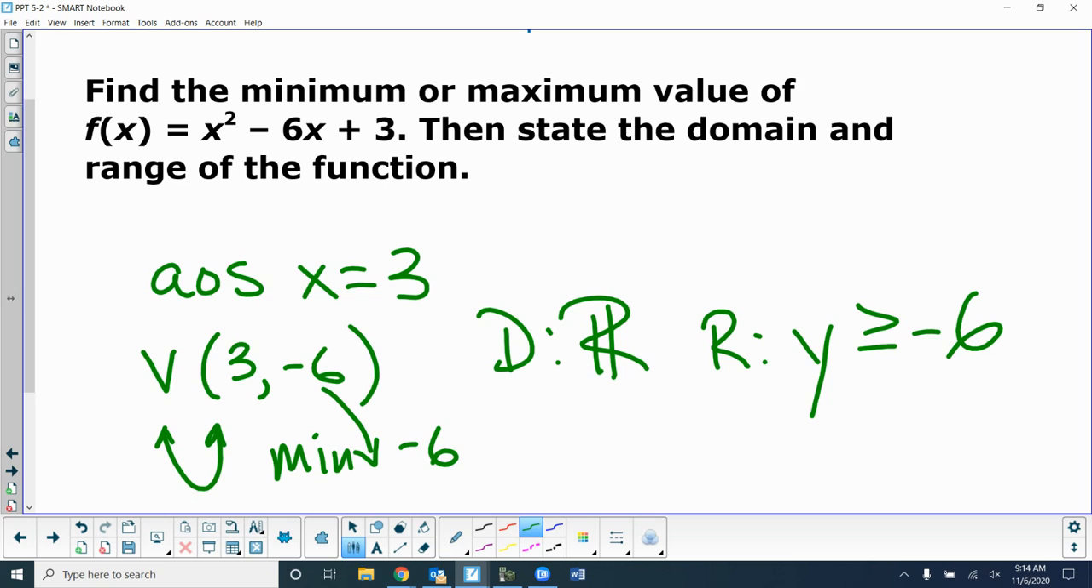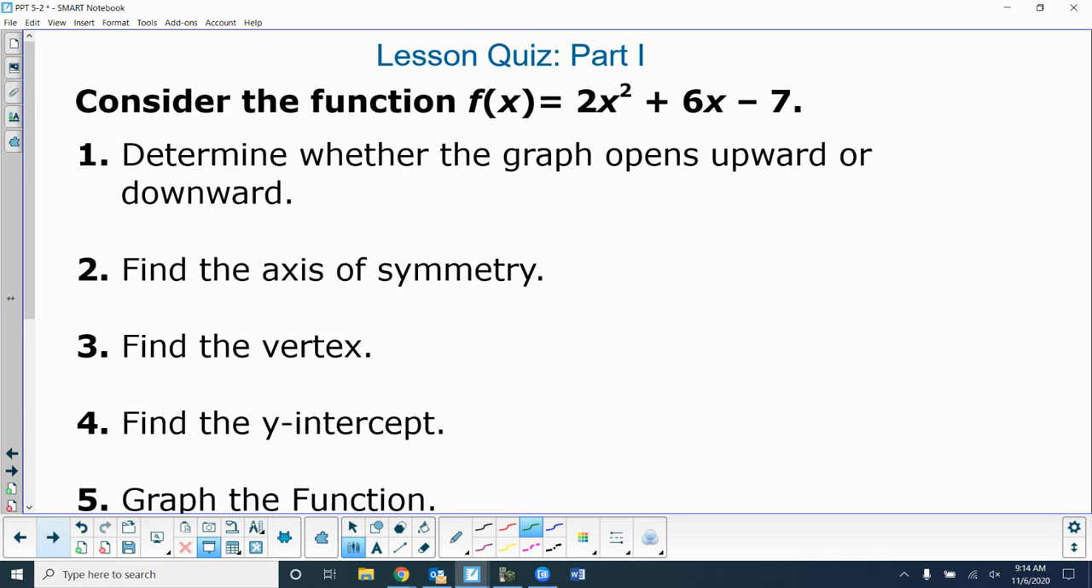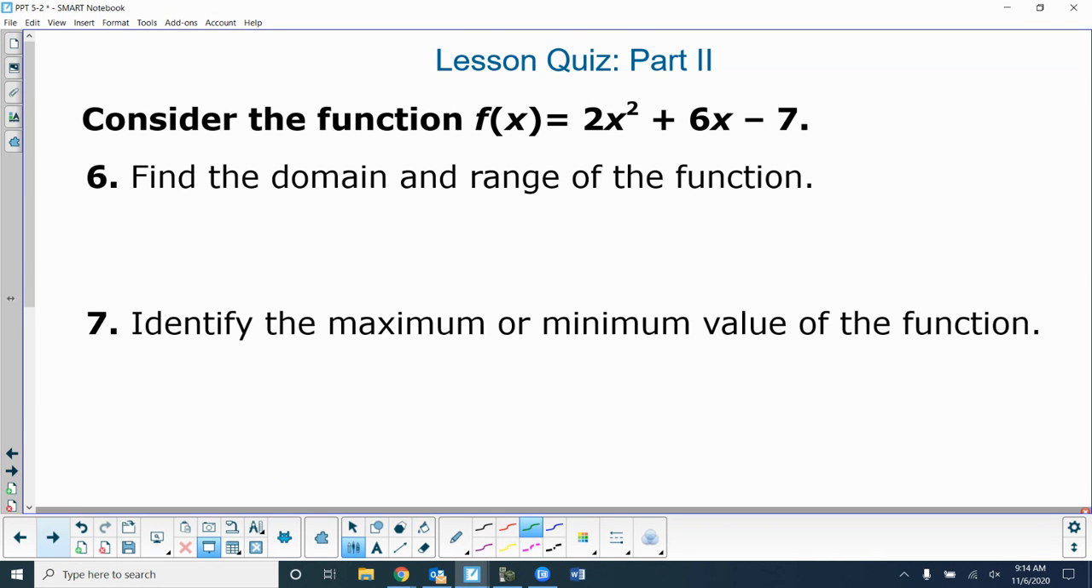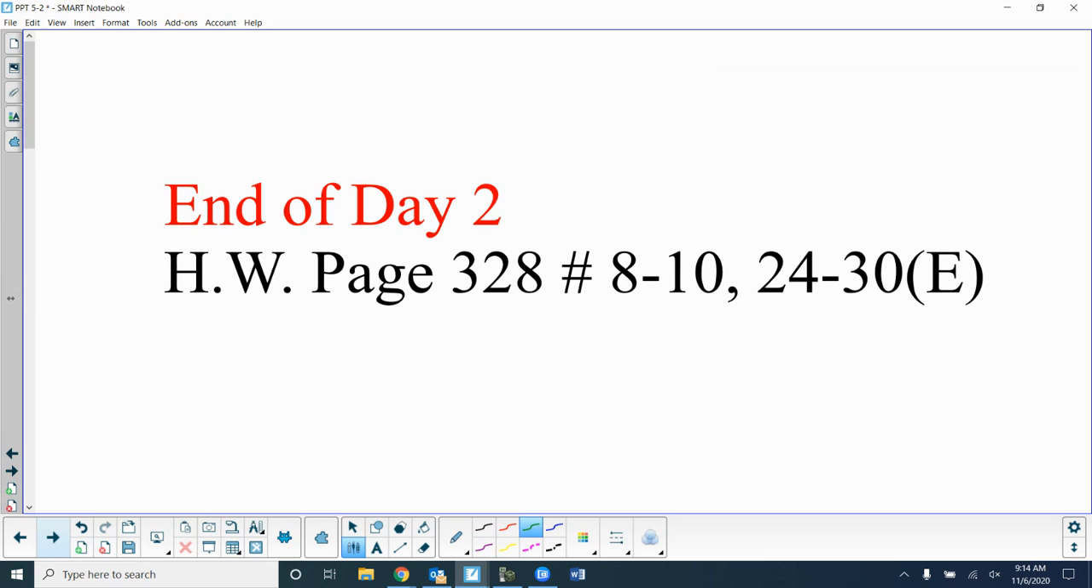Don't forget about the graphing part, Andy. The y-intercept part. There's your assignment there: 8, 9, 10, 24, 26, 28, 30, and the 7th problem.